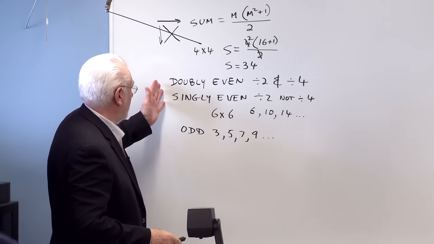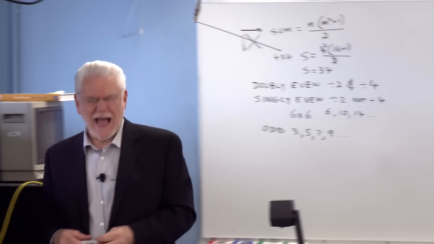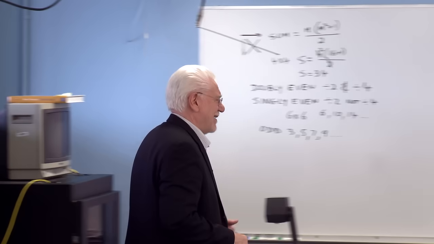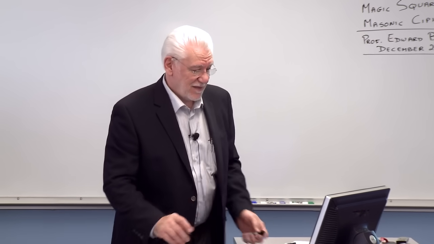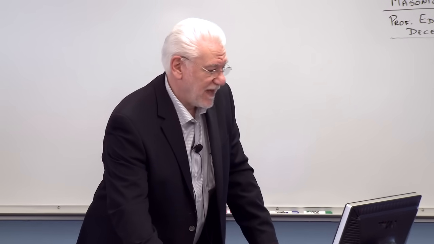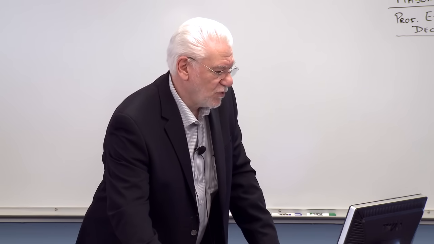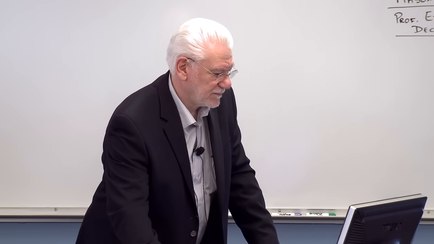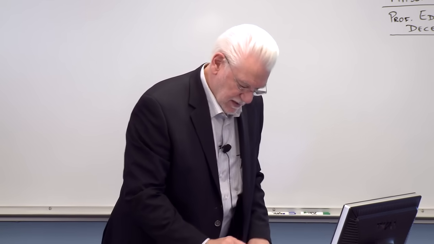Now, these magic squares have been around for thousands of years. Okay? There are some very famous magic squares. This is one of them. Okay? There's another famous magic square, and it's called the Lo Shu magic square. Okay, let me show it to you. This is probably the most famous one, the Lo Shu magic square.